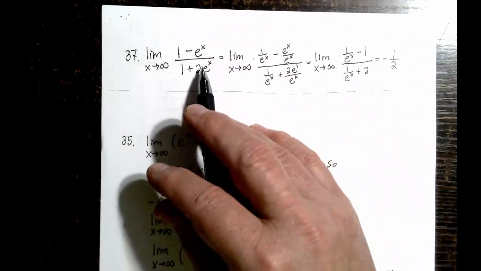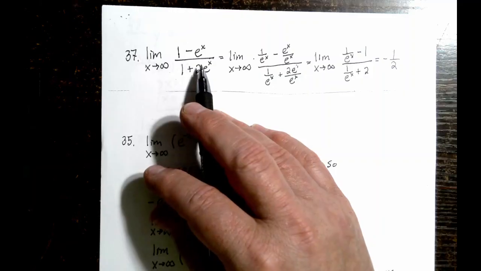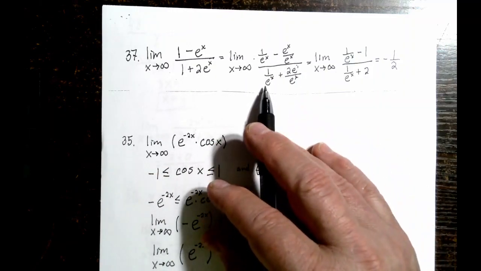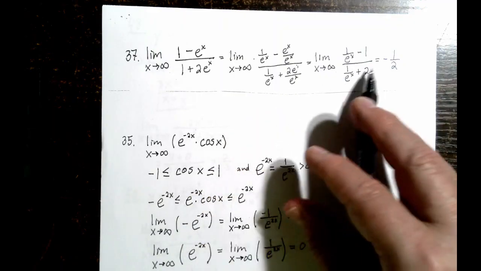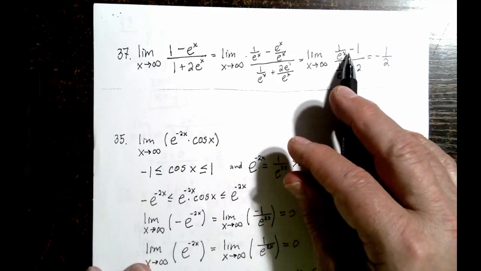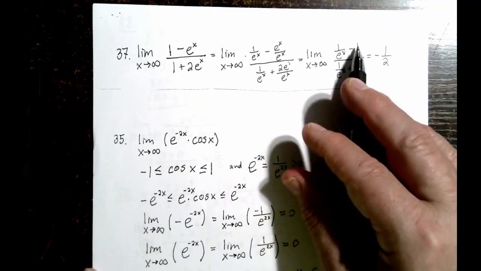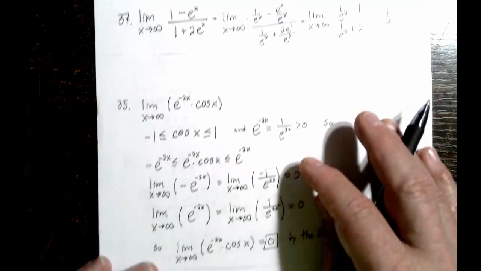On this one, you're going to divide top and bottom by e to the x. And you get 1 over e to the x, and you get 1 here. You get 1 over e to the x, and you get 2 here. And so as you plug infinity into e to the x, it gets huge, and that goes to 0, so does that. And you're just left with minus 1 over 2.